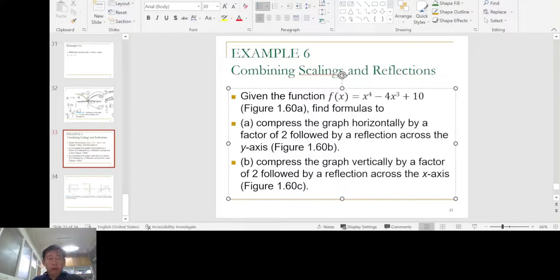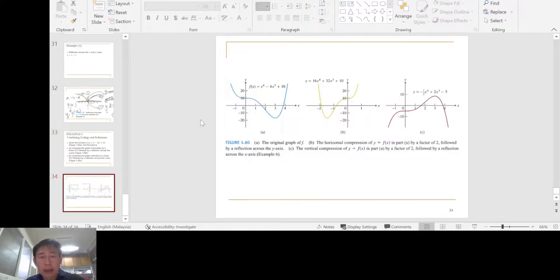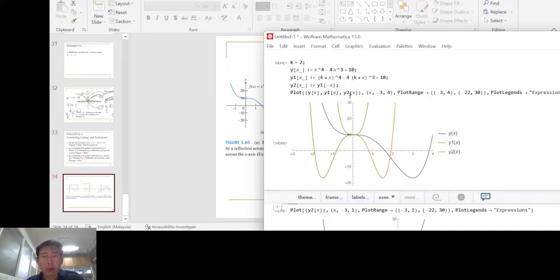So before we show the results or the operation using Mathematica, we first look at what the question looks like and what the answer is. So this is the original function f. Then after making the compression along the x-axis, compressing the function horizontally by a factor of 2, and then reflecting it about the y-axis, that is the function you finally obtain. Okay, so it's a two-step procedure. Let us implement this procedure one by one using Mathematica.